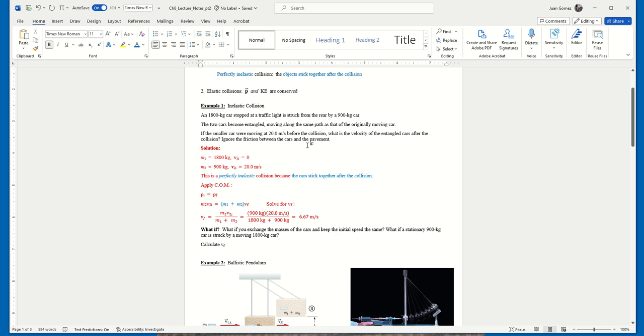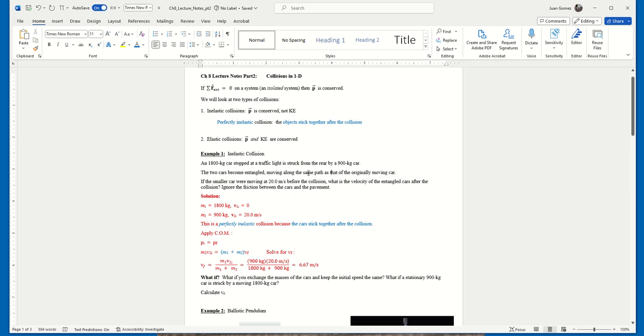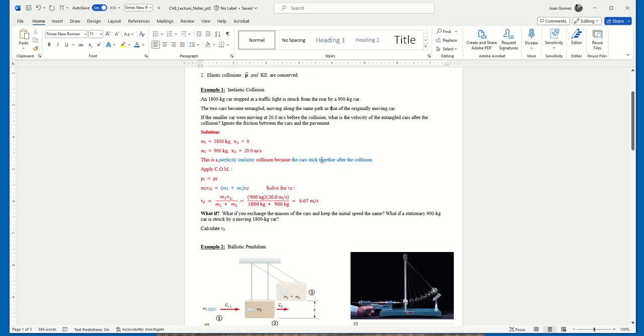And ignore friction, meaning there are no external forces, so we know momentum's conserved, right? Because we're ignoring friction, we know that condition holds. All right, so let's apply conservation of momentum. Let's let M1 equal the 1,800 kilogram car that's stopped at the traffic light. So M1 is 1,800 kilograms. V1 initial means the speed of M1 before the collision.